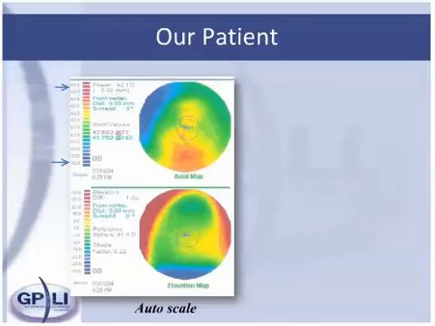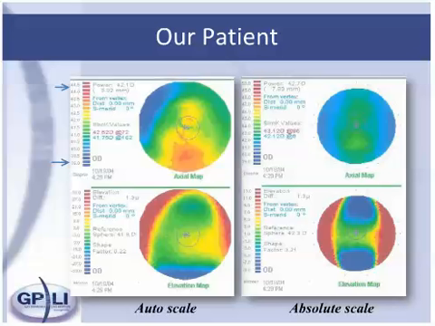For example, in our patient, the auto scale shows a greater rate of change inferior to the center of the cornea. On our auto scale, it ranges from 39 diopters to 44.5 diopters. However, the absolute scale ranges from 39 diopters to 50 diopters. And note that that inferior change does not appear as dramatic on the absolute scale.